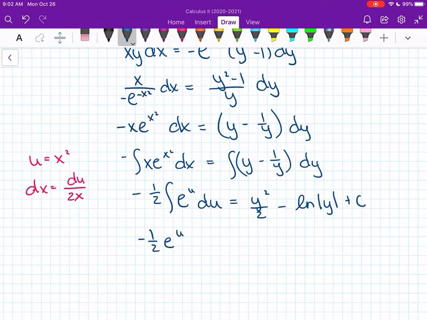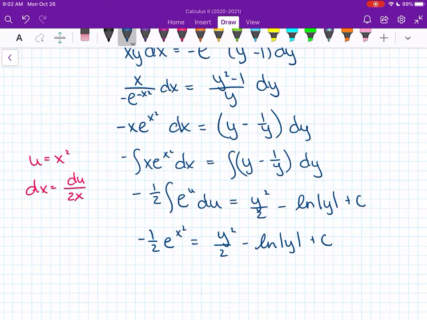So now I have negative 1/2 e to the u, which u is x squared, so I'm just going to substitute that back in right away. And then y squared over 2 minus natural log of the absolute value of y plus c. Fantastic. I have y in a natural log and also in a quadratic expression, so it's going to be pretty impossible to solve for just y.